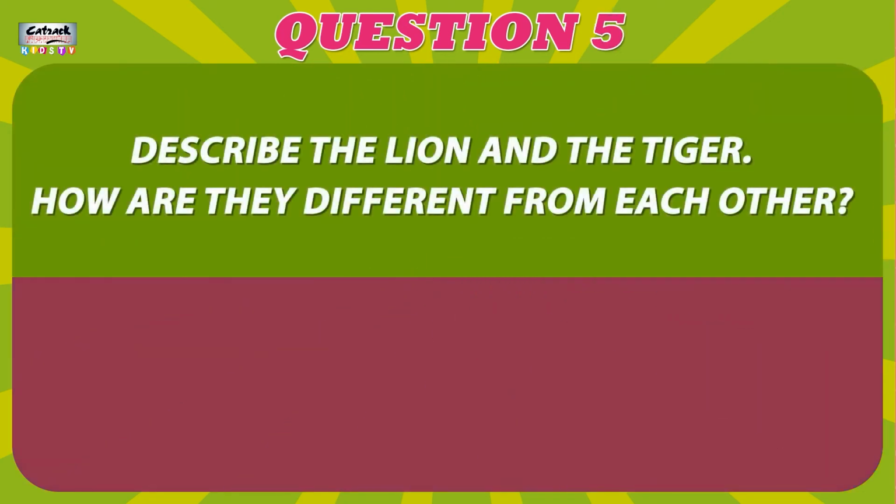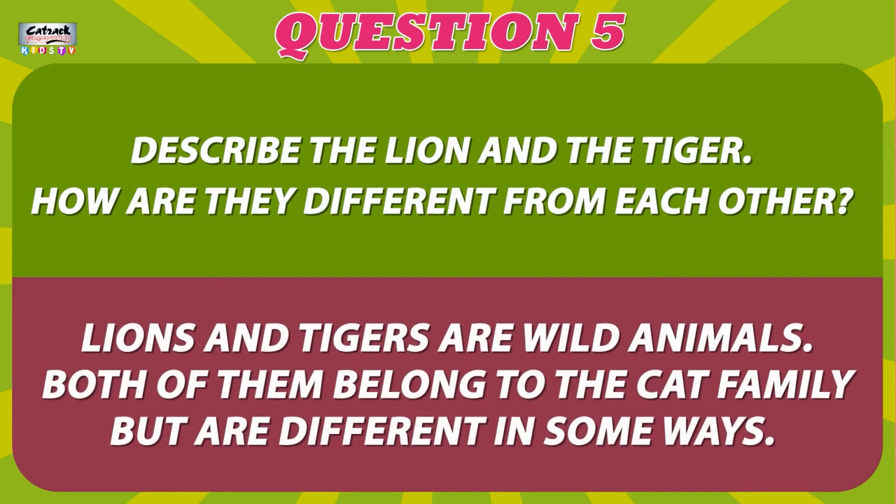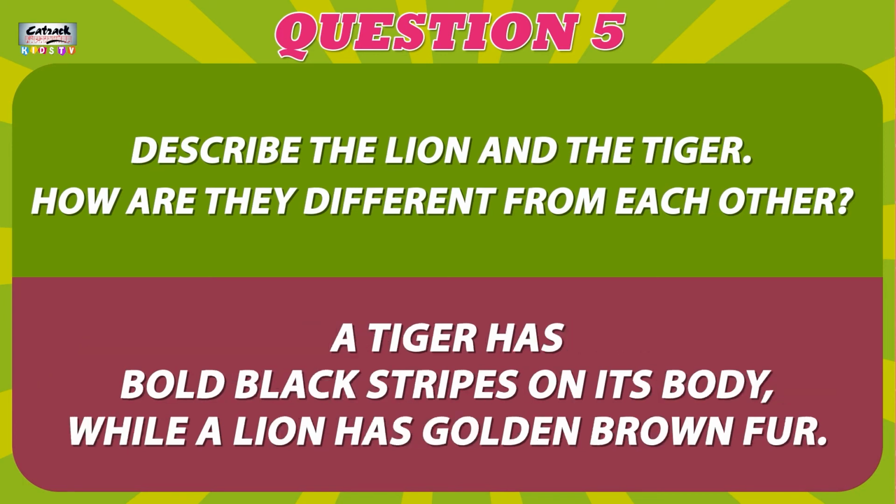Question 5. Describe the lion and the tiger. How are they different from each other? Answer. Lions and tigers are wild animals. Both of them belong to the cat family, but are different in some ways. A tiger has bold black stripes on its body, while a lion has golden brown fur.